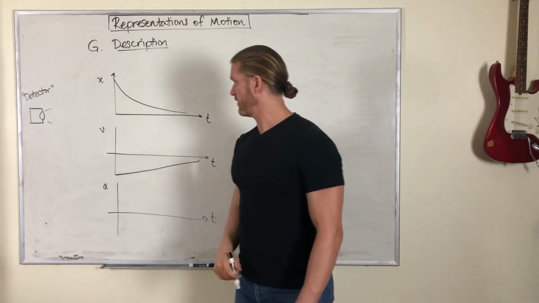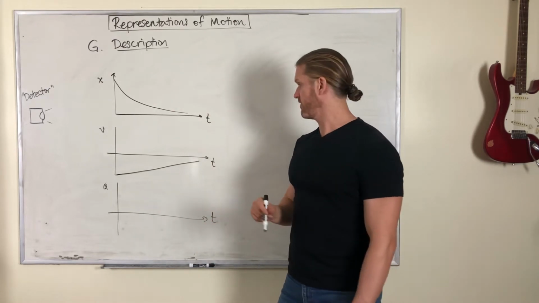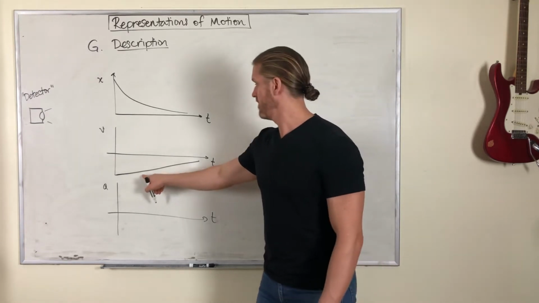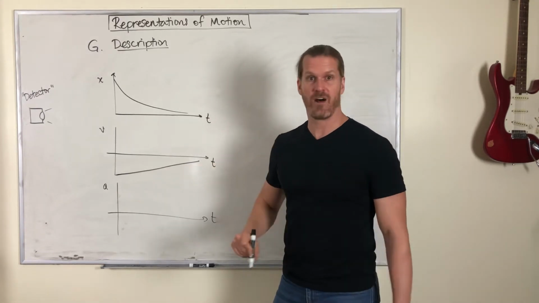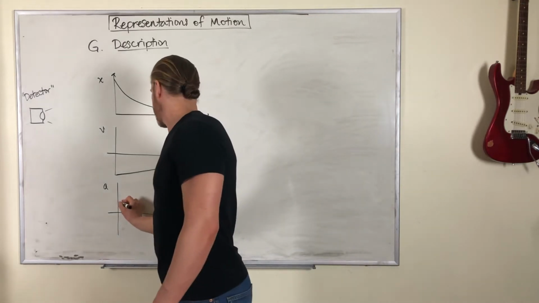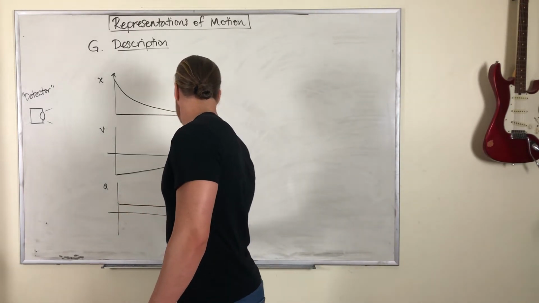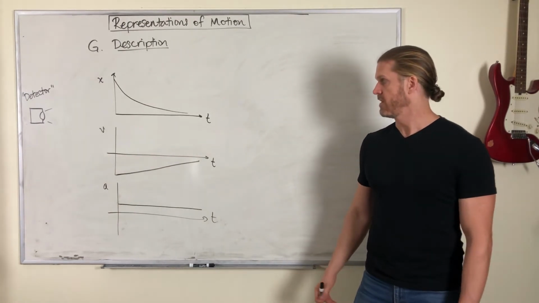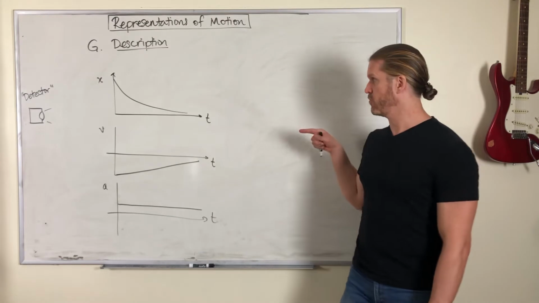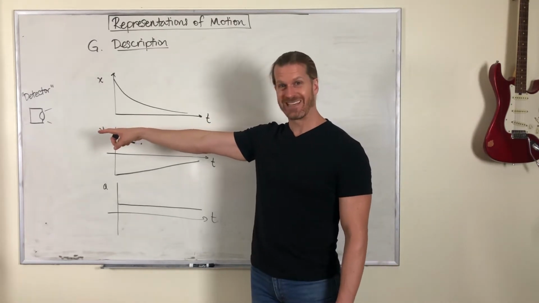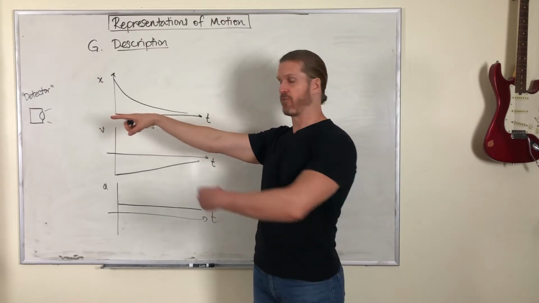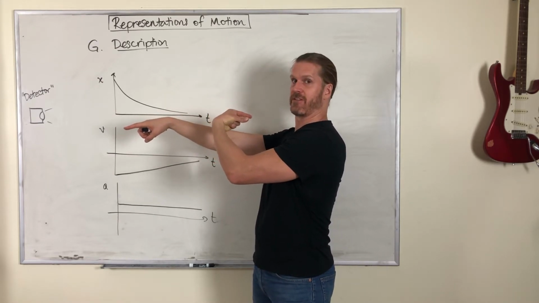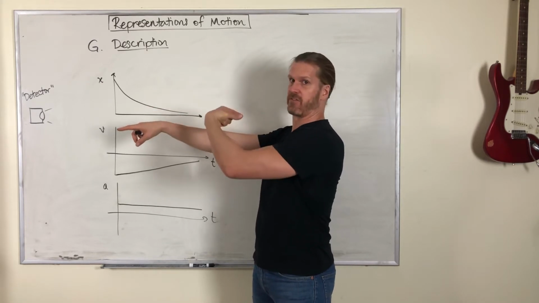And now we can fill in the acceleration versus time graph, because acceleration is just the slope of the velocity graph. And this velocity graph has a positive slope. So acceleration is a constant positive value the whole time, which makes sense because if you're moving toward the detector and slowing down means that your acceleration is opposite the direction of your velocity. So velocity is negative, that means acceleration must be positive.